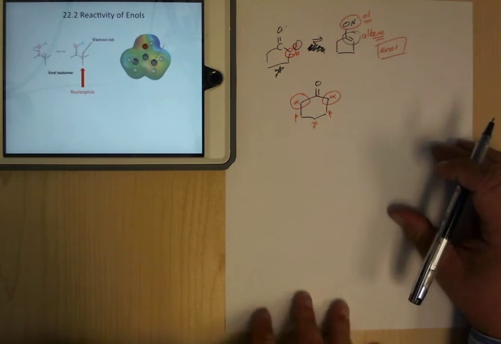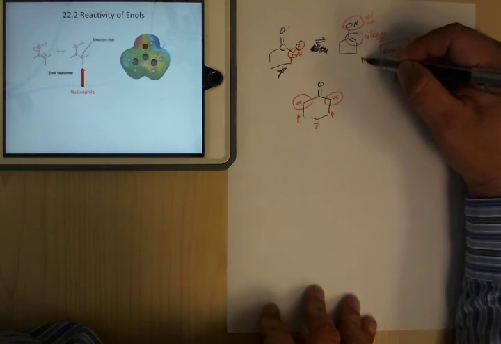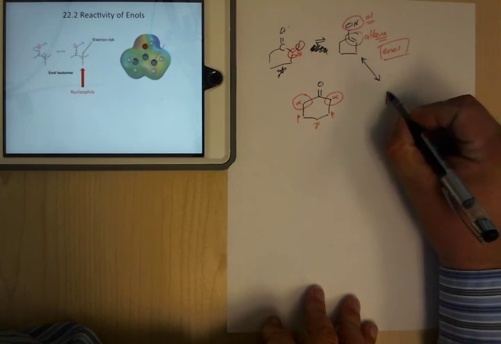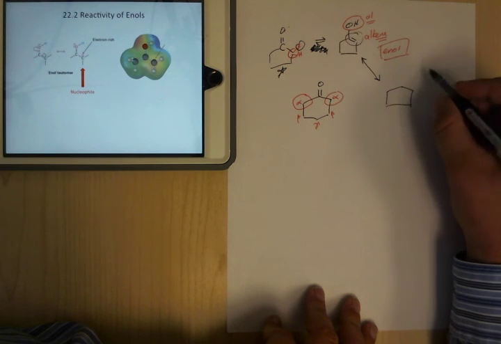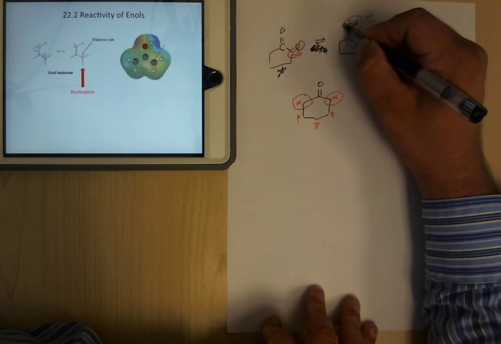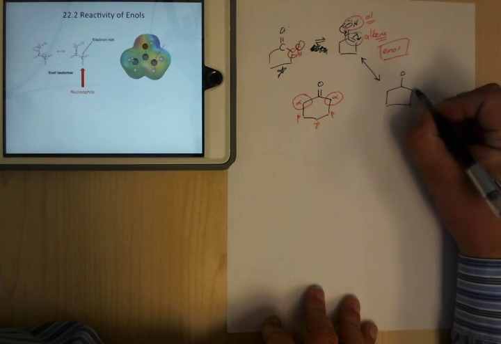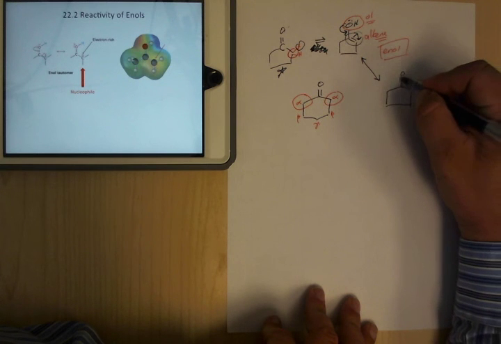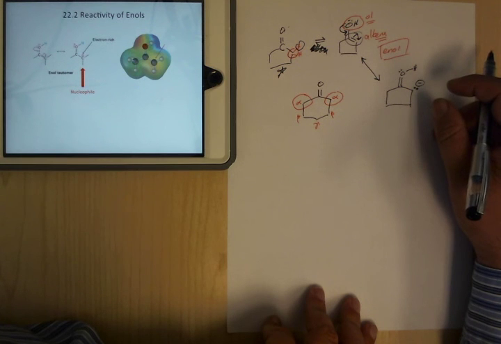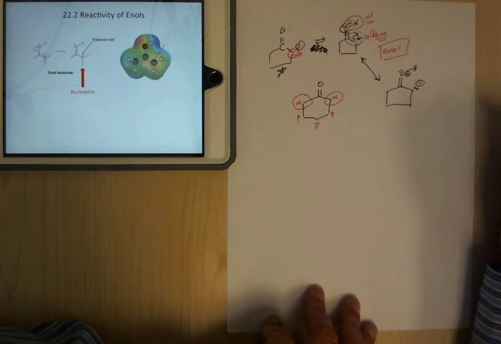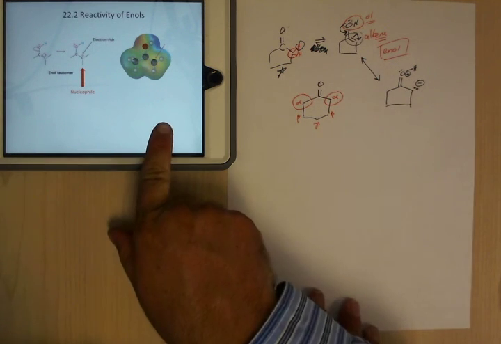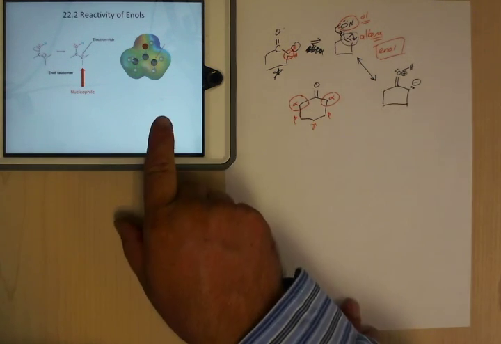The reactivity really comes from another resonance form of this. If you have these lone pairs come down and push that out, you can have a stabilized carbanion here, which can then go in and do attacks. That's really what we're driving at. So this is a really nice carbon nucleophile.